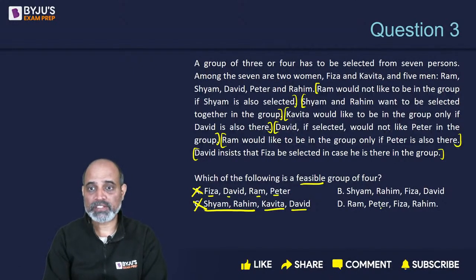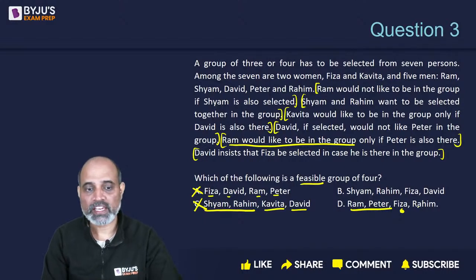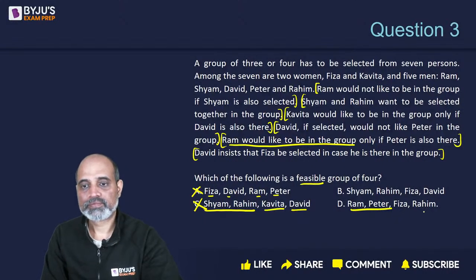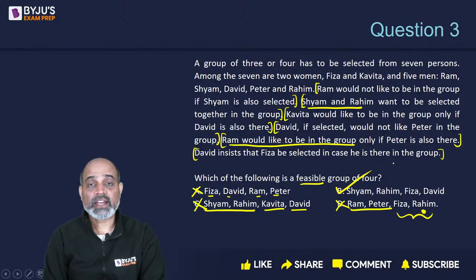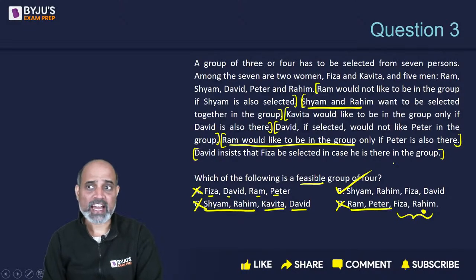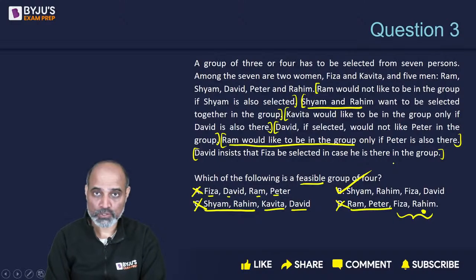Next, Ram and Peter. Perfect. It makes sense because of this condition, right? Fiza and Rahim. If Fiza is there, if Rahim is there, where is Shyam? Shyam and Rahim want to be selected together, but we don't see Shyam here. So D gets eliminated. B only makes sense, right? Because if David is there, Fiza is there. Kavita may or may not be there. Kavita is like, if David is there, I may join you, right? It's not necessary that if David is there, Kavita has to join.